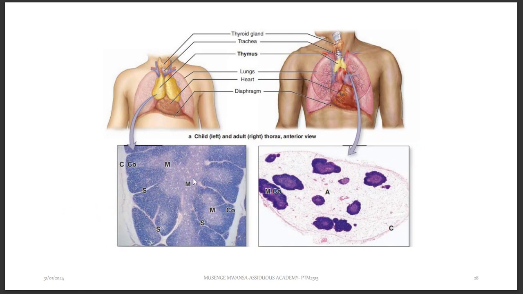So this is how the thymus looks, and there will be a point when you are going to desperately look for this slide which you can see here. You're supposed to know this slide. Immediately you see this slide, you should know that this is the thymus. Whether they give you this or this, you should be able to know that this is the thymus. You've got the thymus in an adult and the thymus in a child.